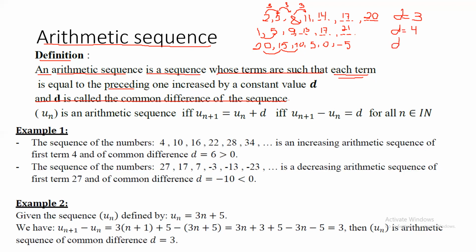The common difference in example 3 is -5. يعني 10, 15 is equal to the preceding 20 minus 5. 10 equal to the preceding -5. So d equal -5.